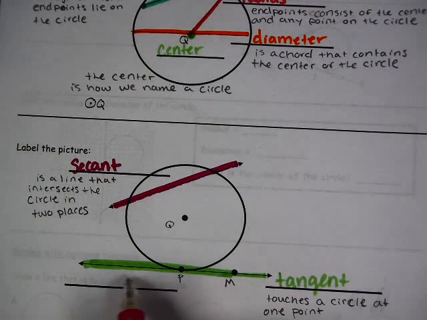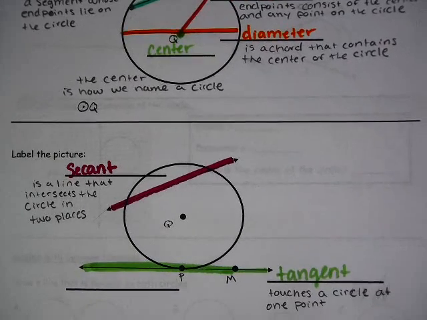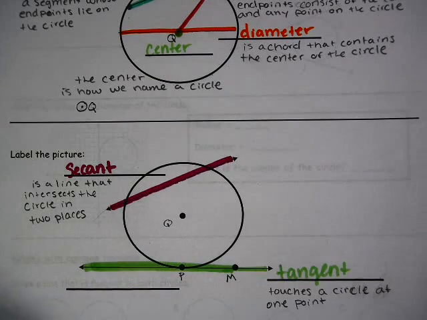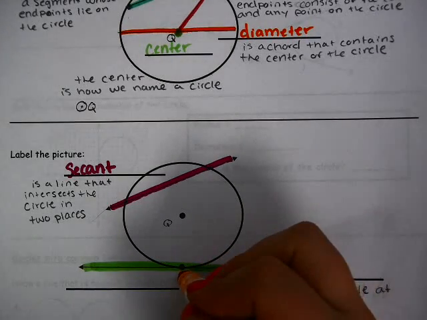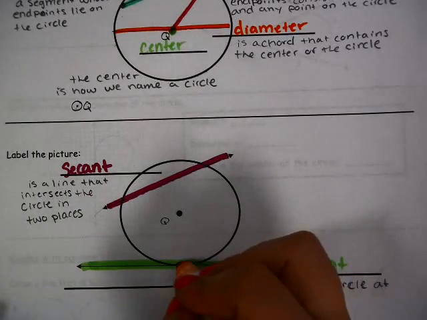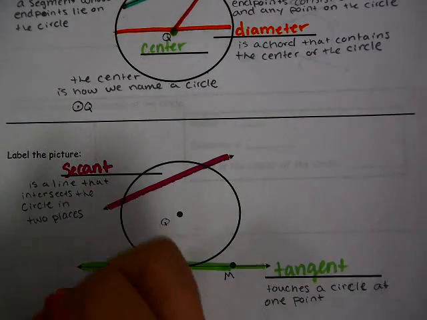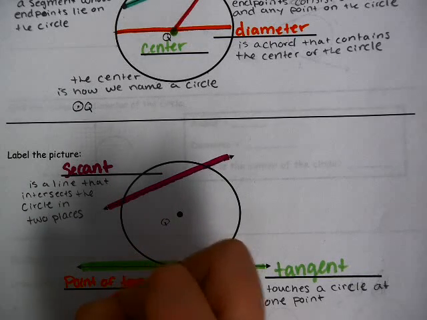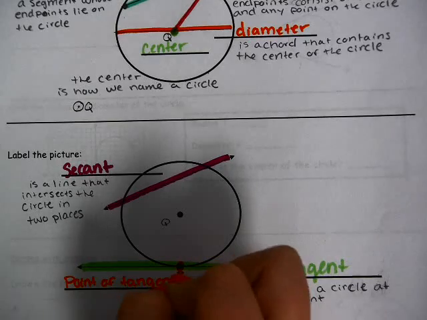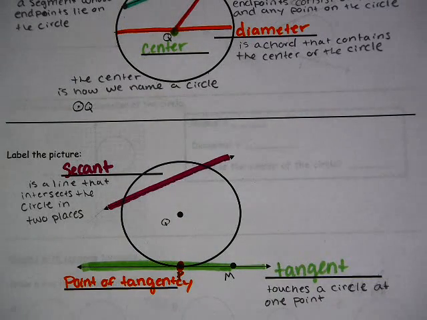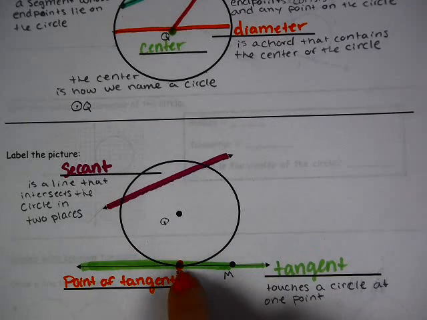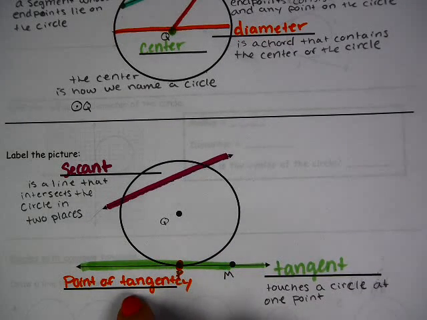So a tangent line touches a circle at one point. The point at which it touches the circle, we're going to call this P. It's known as the point of tangency. So a tangent line touches a circle at one point, and the point at which it touches is known as the point of tangency.